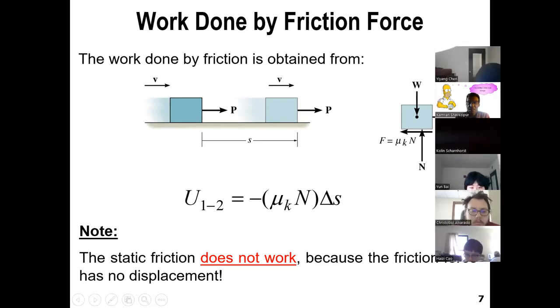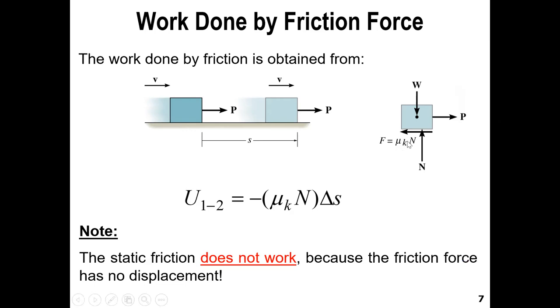To emphasize, static friction does not do any work. Why? Because if things don't move, there's no displacement of any force, nothing happens, right? So if you have a heavy fridge in your kitchen and you push it and your force is not enough to move it, if you push it for half a day, how much work do you do? Zero, right? Because it has to have displacement. And that's static friction. As soon as it starts moving, it becomes kinetic friction. And that's why I have mu k here, because it must be kinetic friction. Any question?